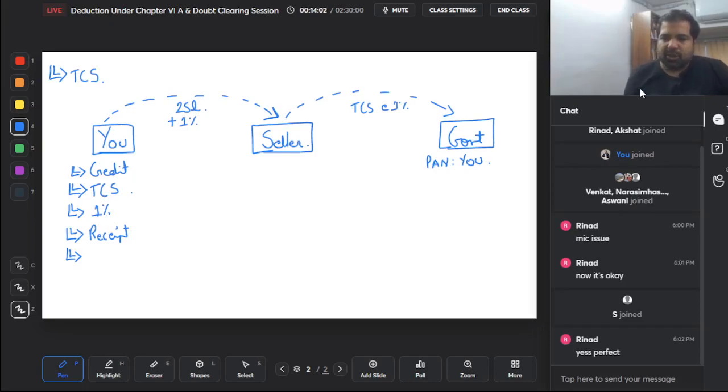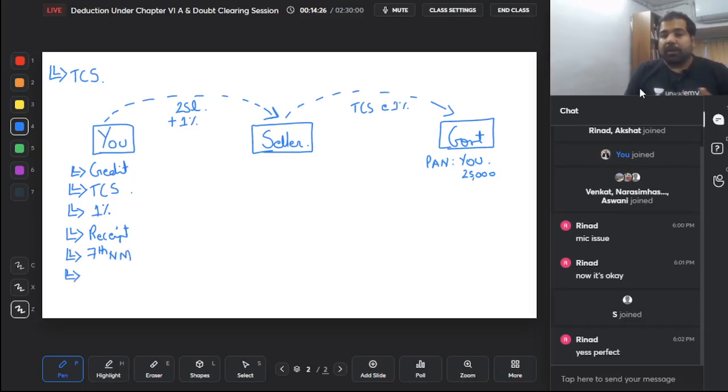I'm not telling the section number right now because that's not important. The concept is important. So on 25 lakh rupees, if you calculate 1%, that comes up to be 25,000. 25,000 will be collected and paid to the government. By when do you need to pay it? You need to pay it by the 7th of the next month. Yes, that is the same as TDS.